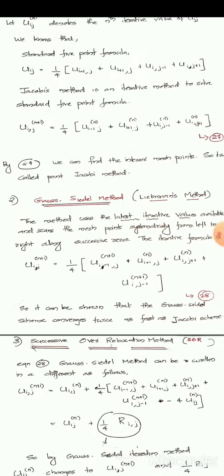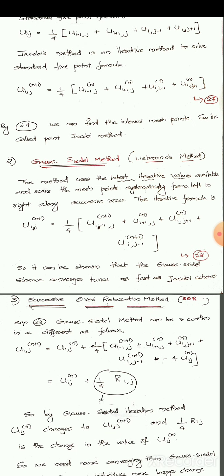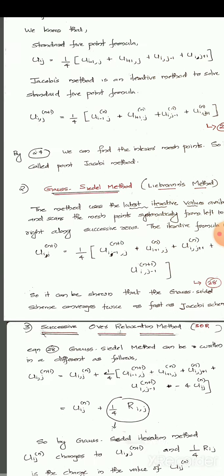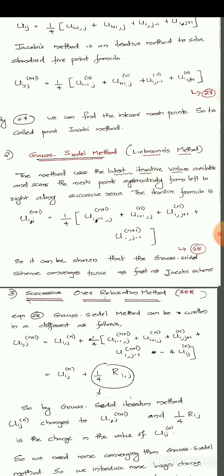The Gauss-Seidel method, also called Liebmann's method, is more accurate. It includes the latest iterative values at the mesh points. So in the standard 5-point formula, we also take the n plus 1 and n iterative values to get the n plus 1 interior mesh point value. So it is more accurate.